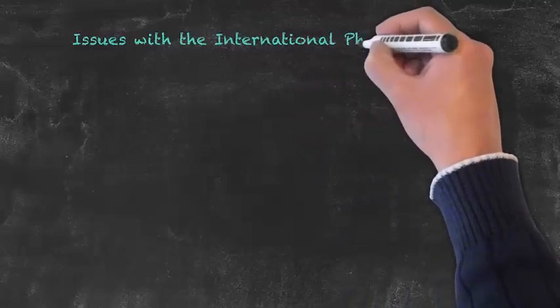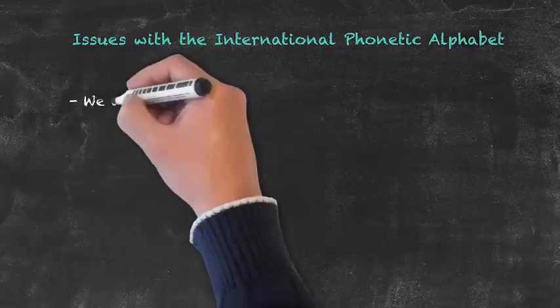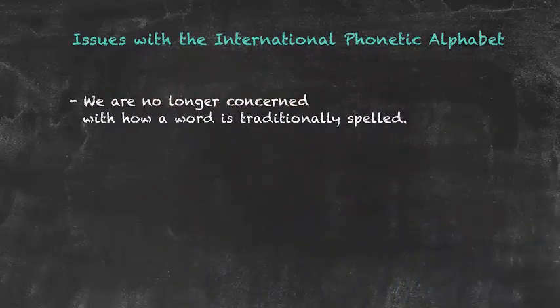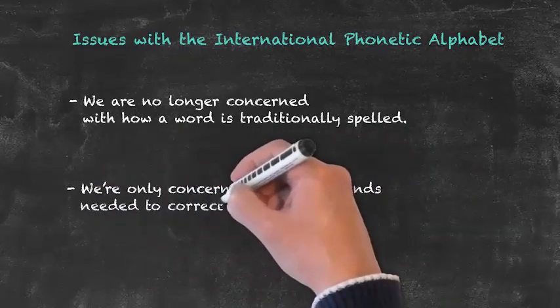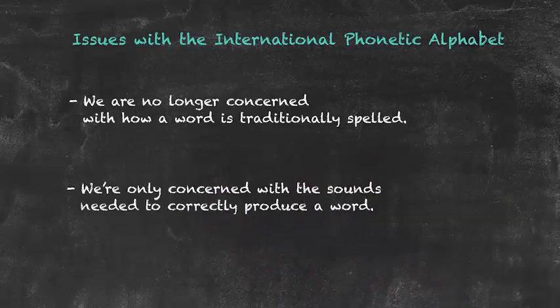There are 2 issues that need to be stressed when working with the International Phonemic Alphabet. First is the fact that we are no longer concerned with how a word is traditionally spelt. Additionally, we need to stress that we are only concerned with the sounds needed to correctly produce a word. So rather than numerous spellings, which can often be pronounced in different ways, we have one symbol representing one sound. Once we can isolate a sound, rather than juggling various spellings, we can work with our students on how to say that sound. Doing that successfully is related to manner and place of articulation, which will be covered shortly.